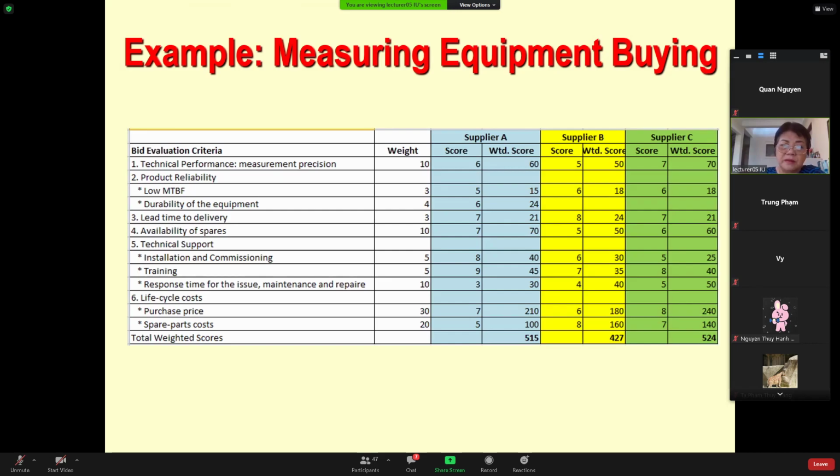Technical support is another criterion. In this case, technical support depends on the installation and commissioning. Most of the time, if we buy equipment, you need support on installation, support from testing and commissioning, and then training and developing the capability of the operator later on. In that case, the weighting factor that you define is 5.